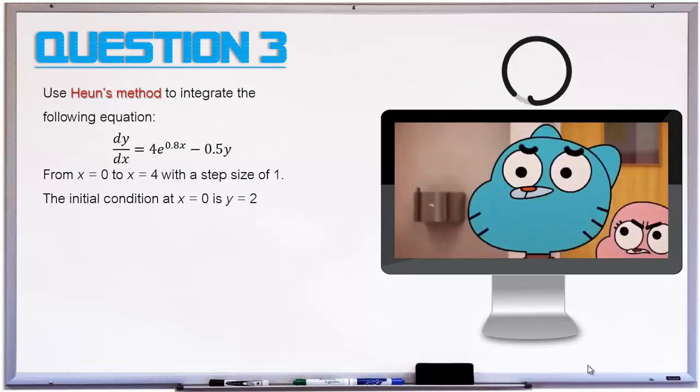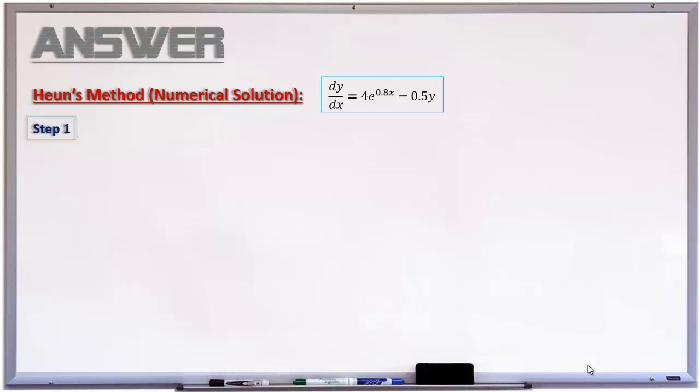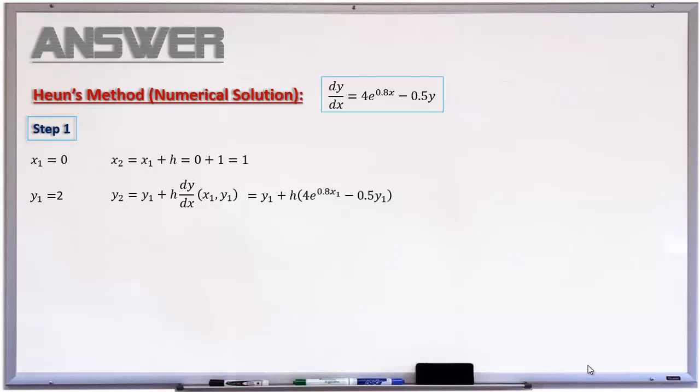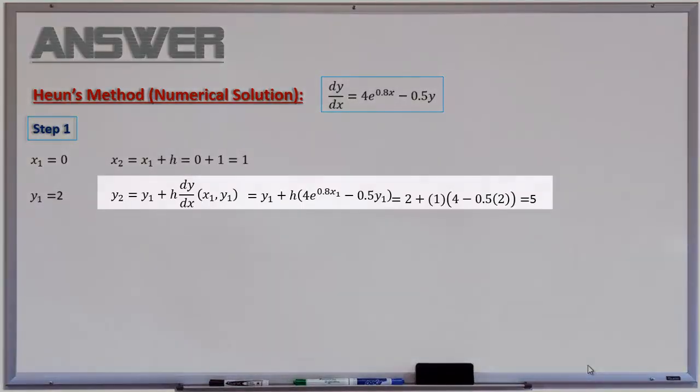In the first step, we start with x1 and y1, which are given in the problem. From x1 we get x2 by adding the step size h, and we get y2 from y1 using Euler's method, and by doing this we get y2 of 5. Now this looks exactly like Euler, but we will call y2 here the y predicted from Euler's method.